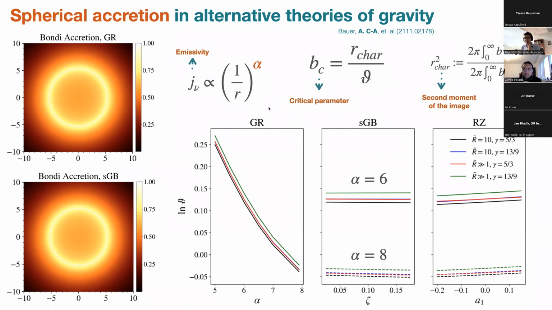The one that's actually dominated the observable is this alpha. The alpha parameter. Okay, that's good. Okay, thank you very much. Thank you.